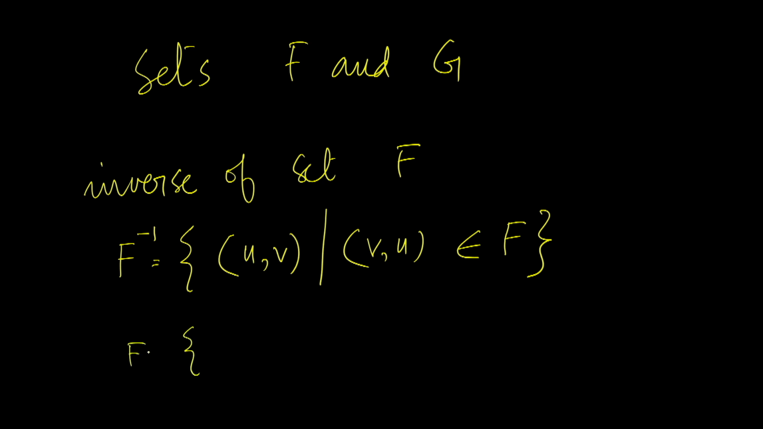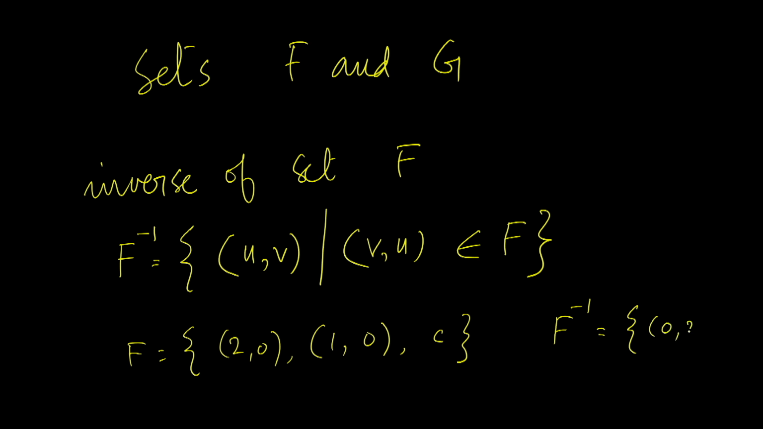For example, if F happens to be 2 0, 1 0 and so on, then F inverse is 0 2 and 0 1. So, F need not even be a relation for it to have an inverse. Even for sets we can define an inverse. So, to find the inverse of a set, you take out all the ordered pairs belonging to the set and then invert every single ordered pair.